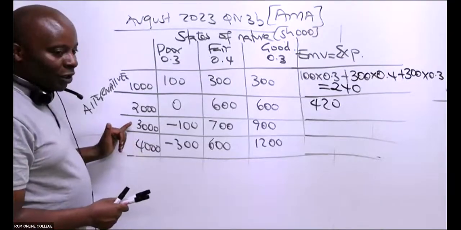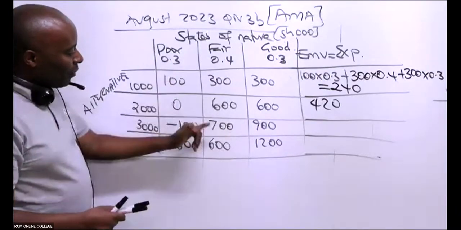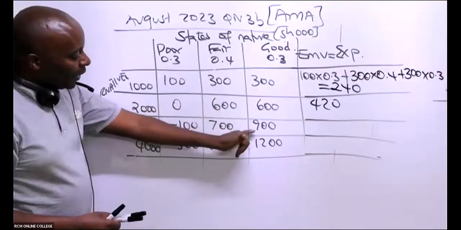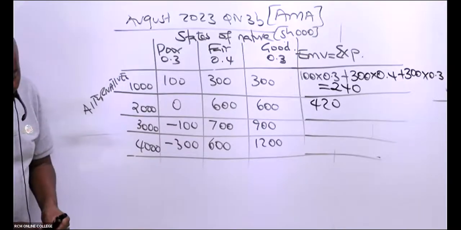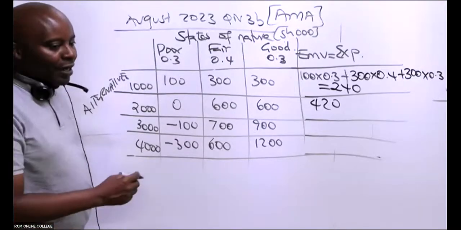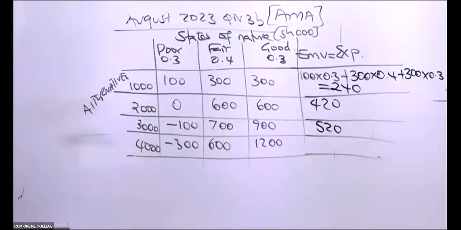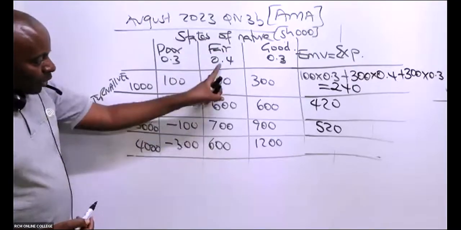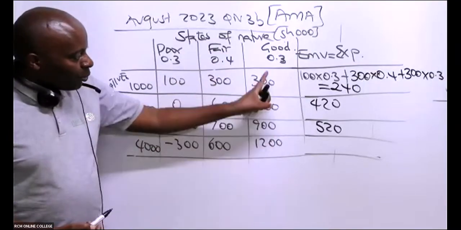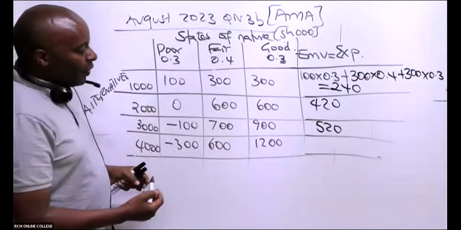If we decide to sell 3,000, there are 3 possibilities. So now you take minus 100 times 0.3 plus 700 times 0.4 plus 900 times 0.3. You give me an answer. I write here. So he's getting 520. And then very lastly, we have the last option here, which will be minus 300 times 0.3 plus 600 times 0.4 plus 1,200 times 0.3. Which then will end up giving me what figure, somebody here? 510.